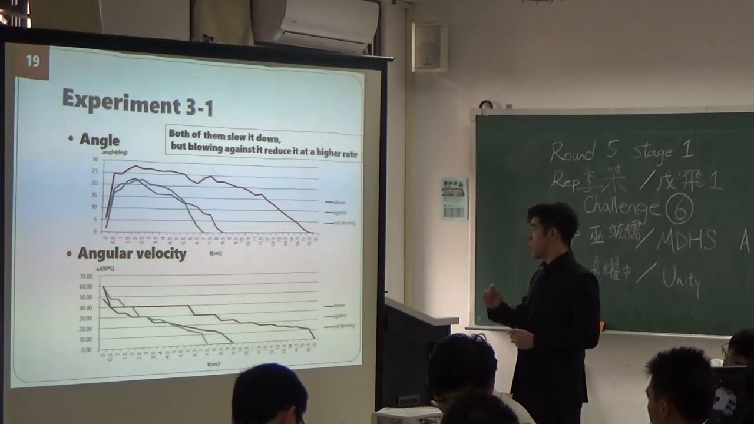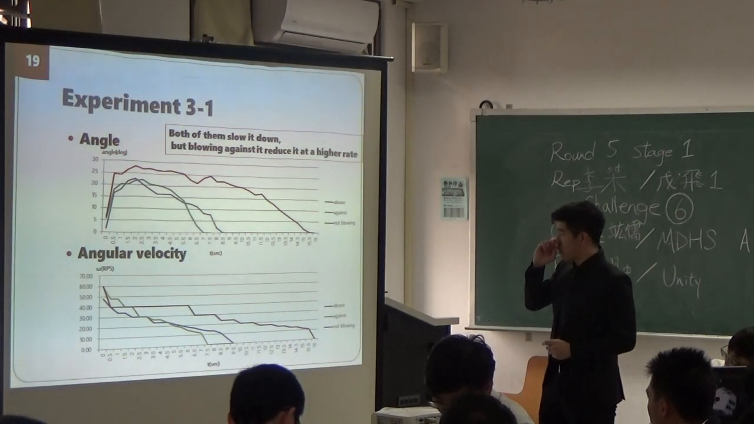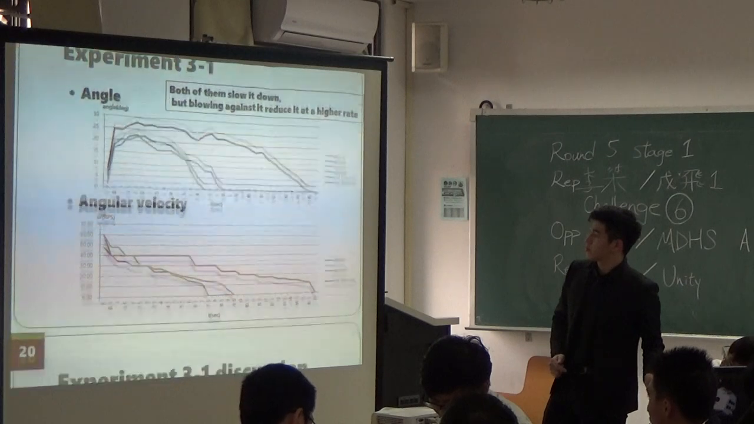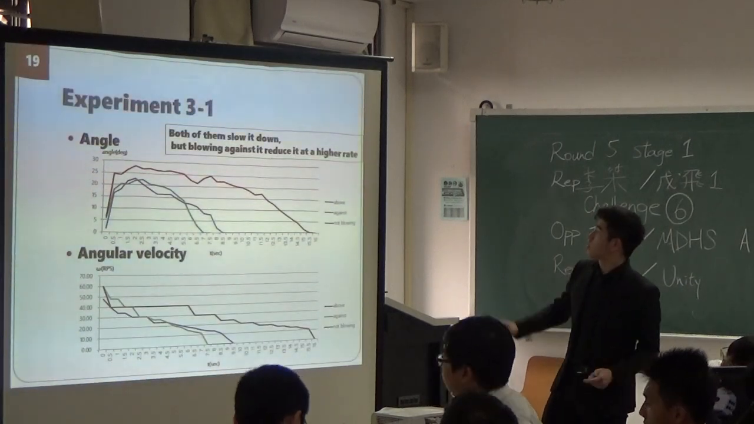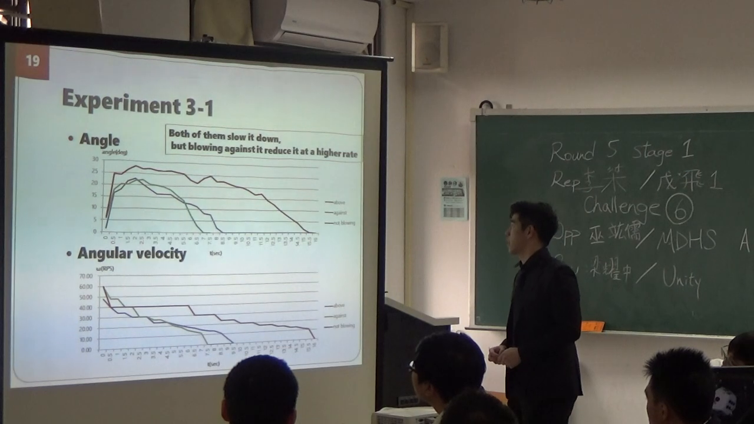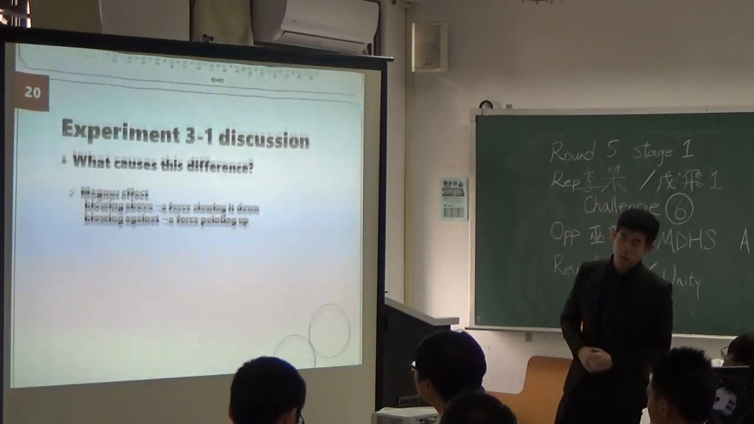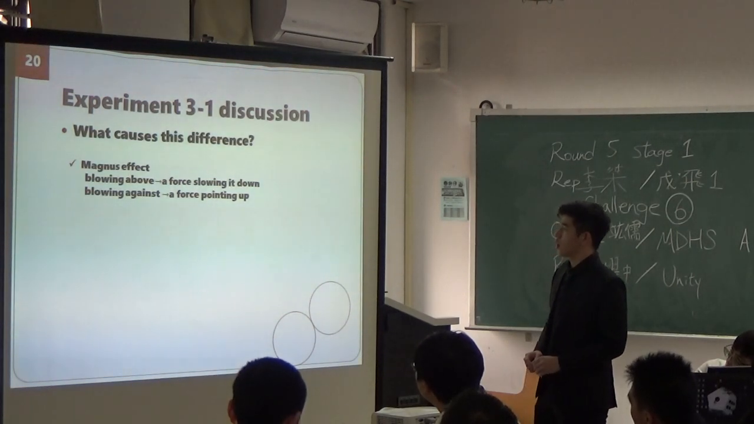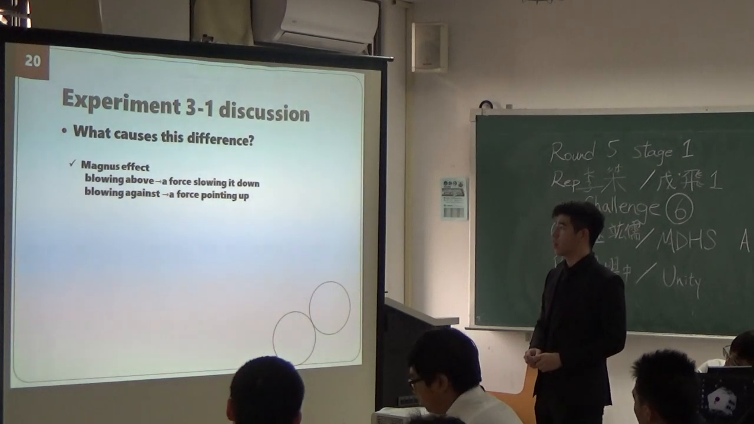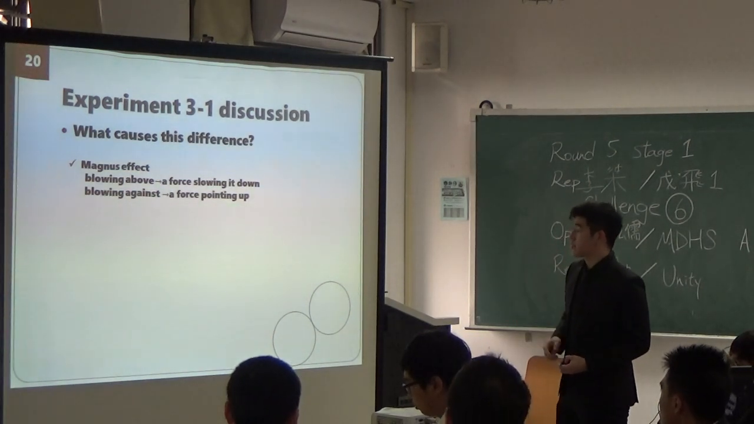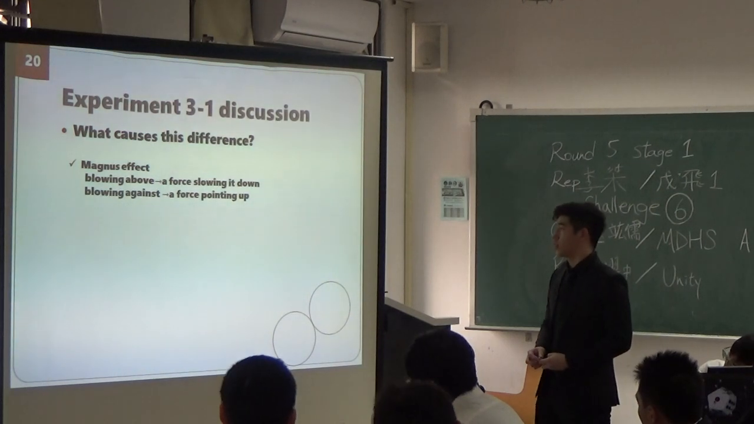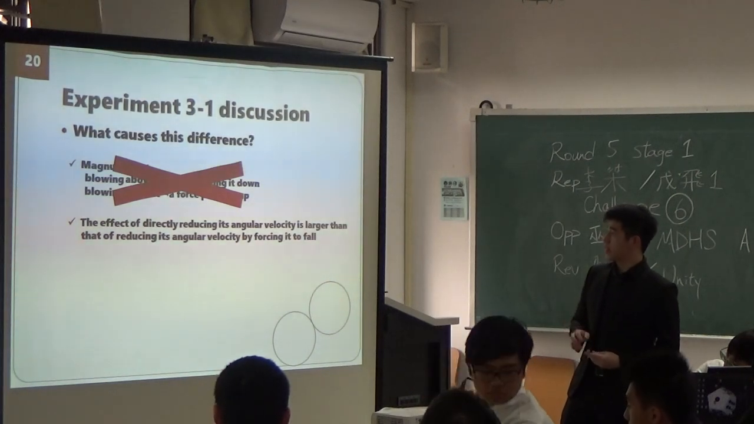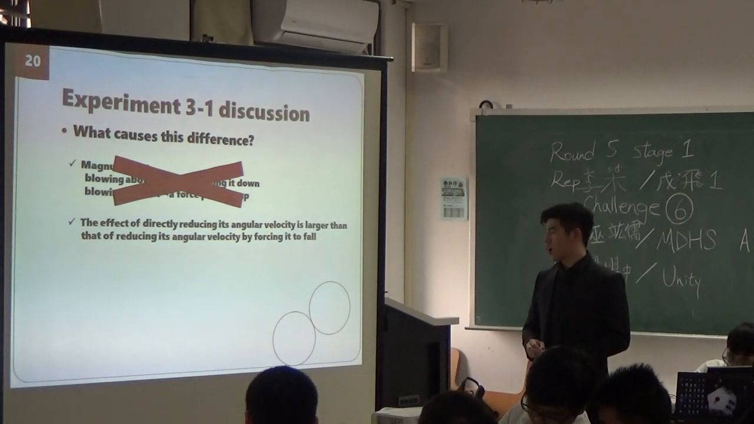The red ones are the original, which I didn't blow and let it stop naturally. You can see that both of them slow it down, but blowing against it reduces it at a higher rate. According to the Magnus effect, blowing above it causes a force that slows it down, and blowing against it contributes to a force pointing up. However, if I blow against it, it stops at a higher rate.